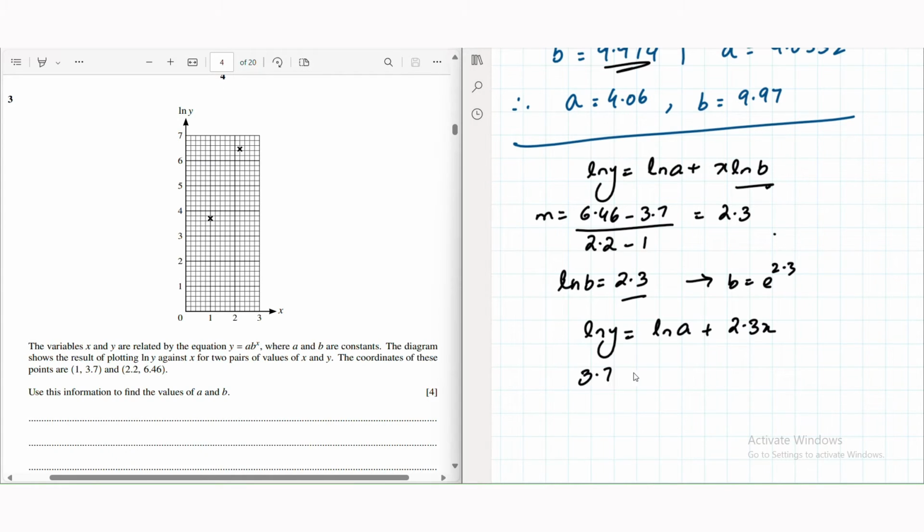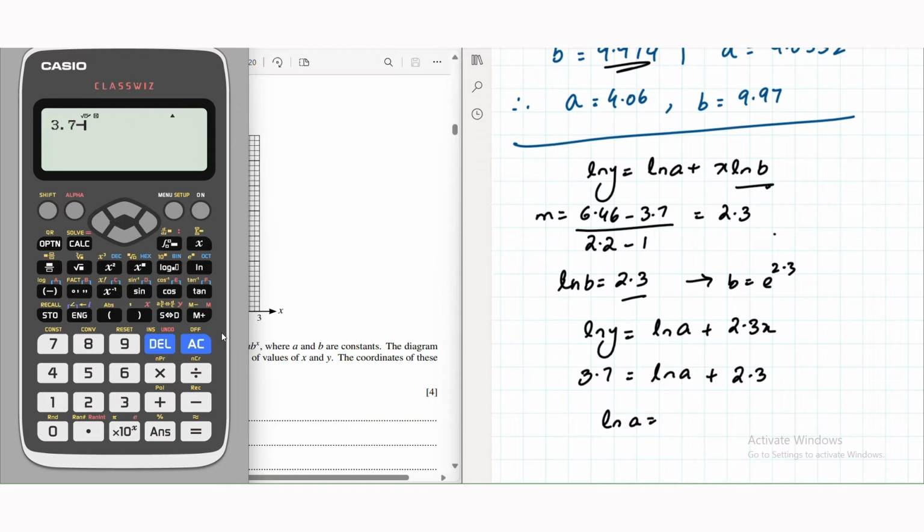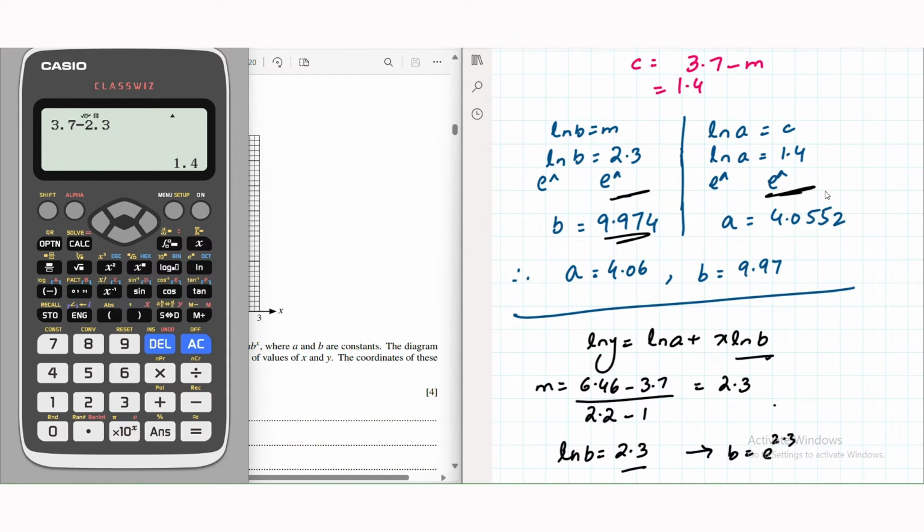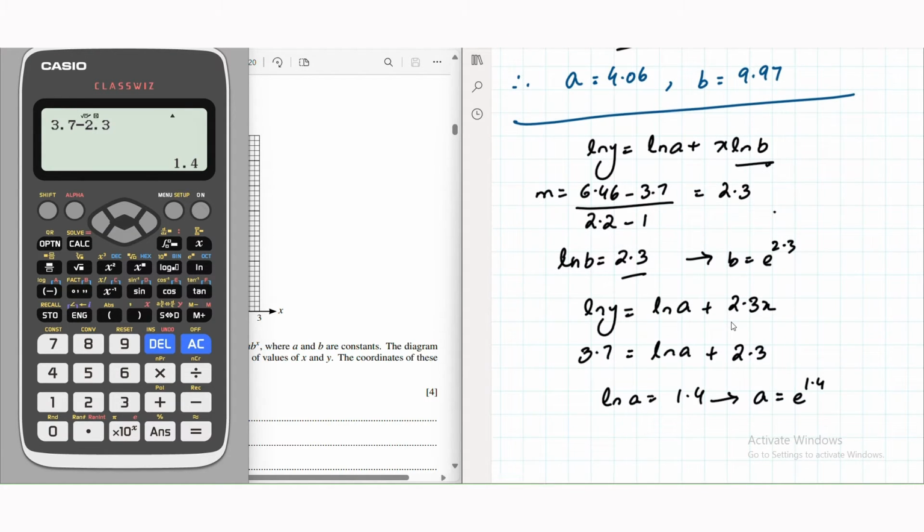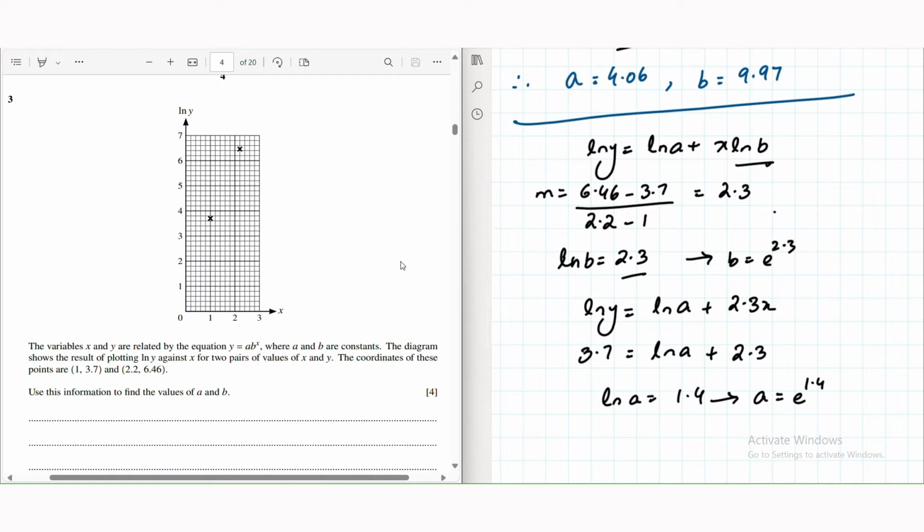So 3.7 equals ln of a plus 2.3 times 1, that would be just 2.3. So ln of a would be 3.7 minus 2.3, that is 1.4, and then a would be e raised to power 1.4, and that would give us the same answer we just saw over here. So no need to write the answer again. The process is very straightforward.